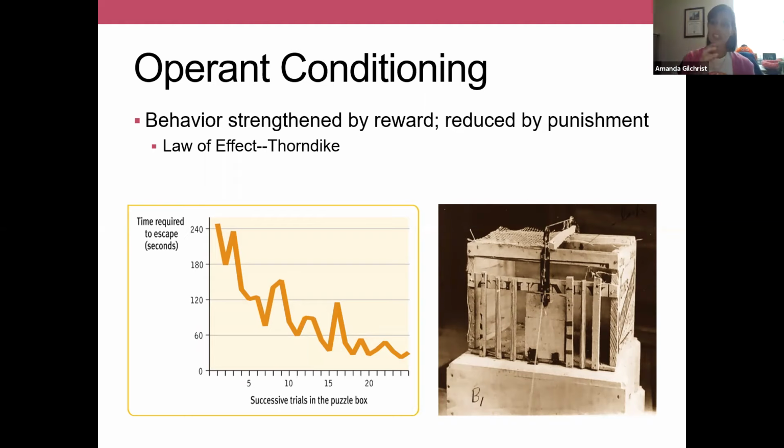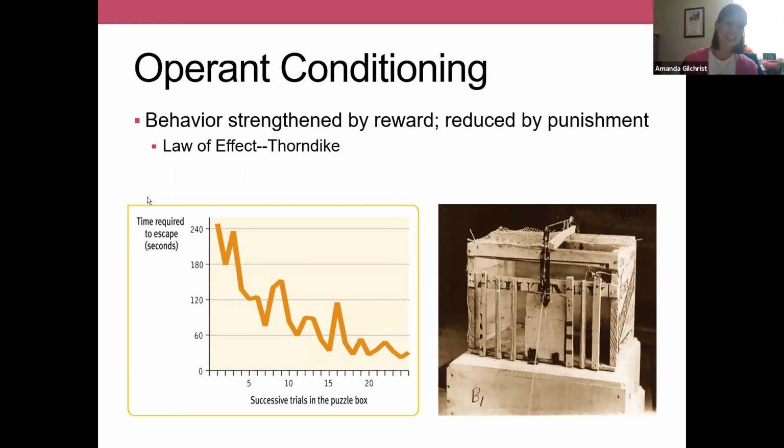Now, what's interesting is that Thorndike would put these cats repeatedly in the puzzle box. And as he did so, he discovered something really interesting. So if you look over to the left, I have a graph that looks like some of the data that Thorndike obtained from a cat in a puzzle box. On our y-axis, we have the time that it took to escape the box. And on our x-axis, we have how many trials each cat was in the puzzle box. So here is data for a single cat.